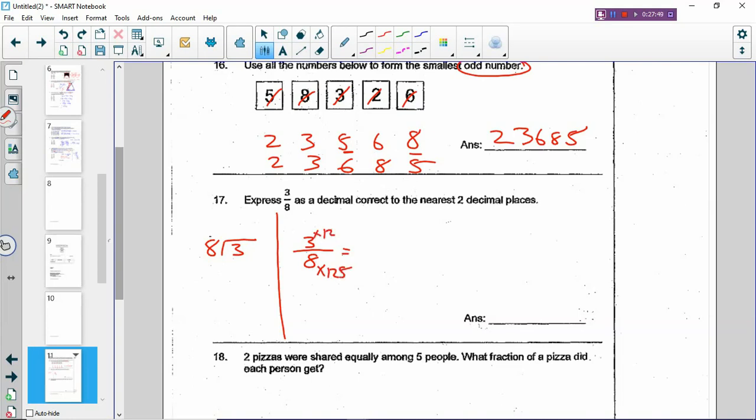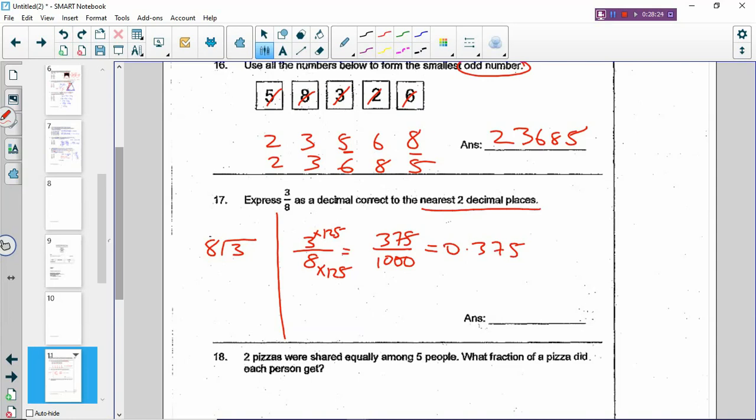So you may want to remember this digit 8. You can just multiply by 125 and then you will get 1000. Alright, and then 3 times 125 will be 375. So when you want to make decimal, you will need to make the denominator a 10, 100, or 1000. Once your denominator is 10, 100, or 1000, then the decimal will be quite easy to get, which is 0.375.